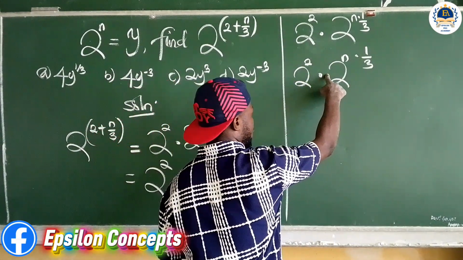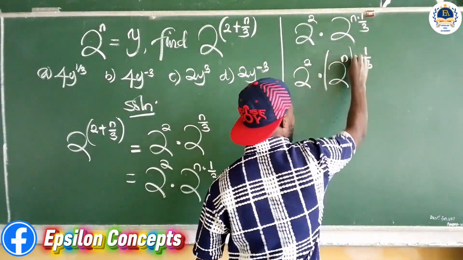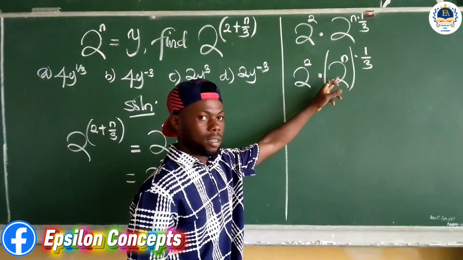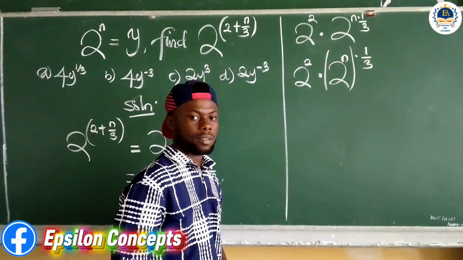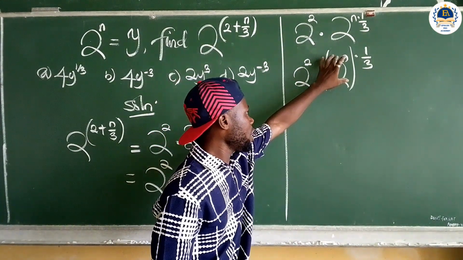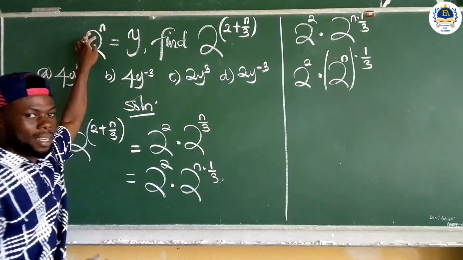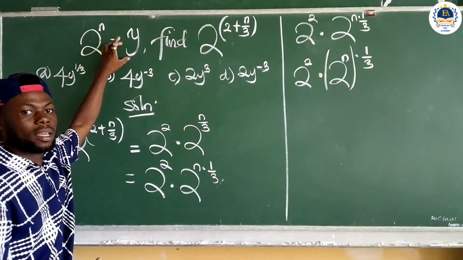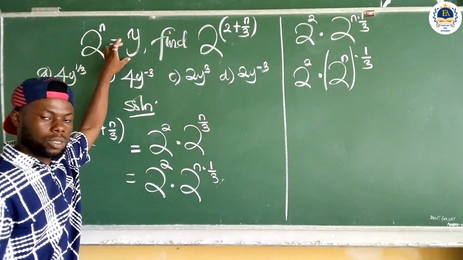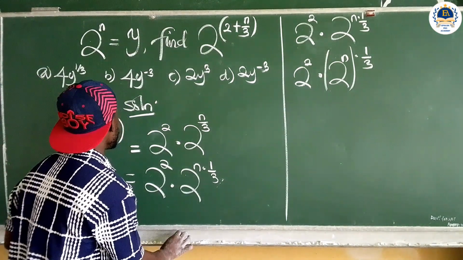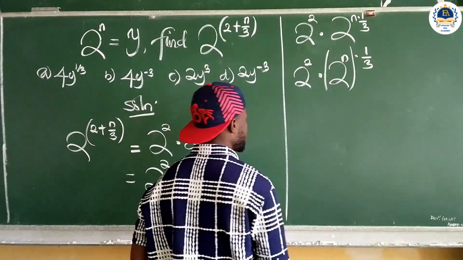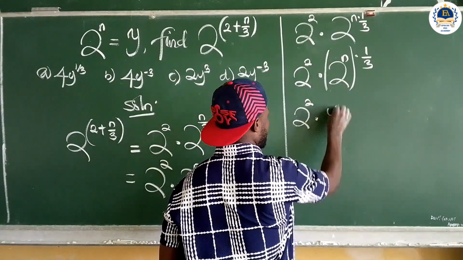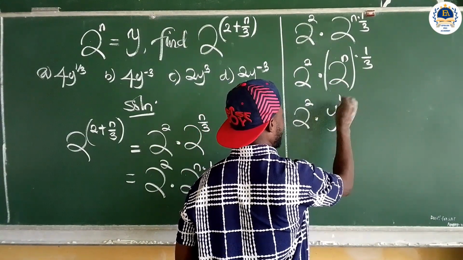If I put this in brackets, it will look like this: 2 raised to the power of 2 times 2 raised to the power of n, all raised to the power of 1 over 3. Since 2 raised to the power of n and this 2 raised to the power of n are the same, we can simply say let 2 raised to the power of n be y, according to what is given in the question. If 2 raised to the power of n is y, then that means 2 raised to the power of 2 times y, raised to the power of 1 over 3.